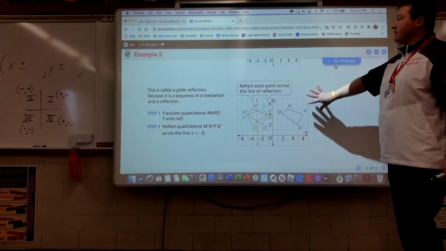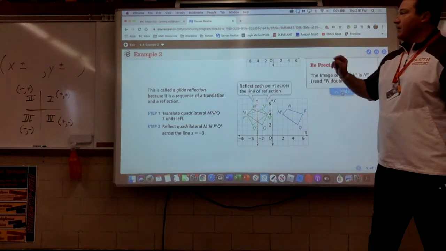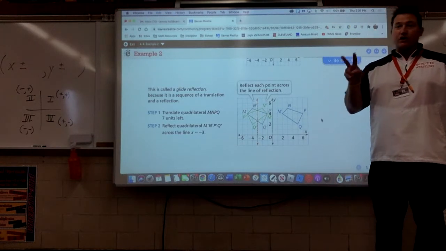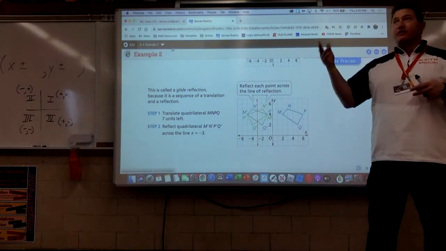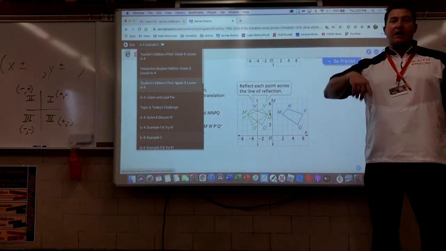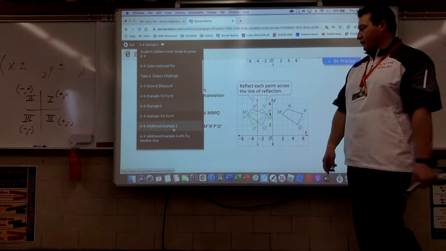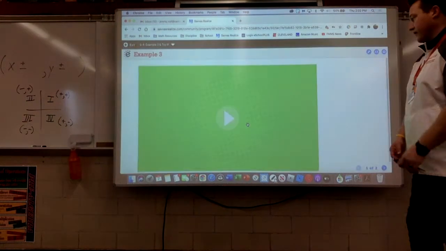Okay? So guys, there you go. Double prime, yep. Example 2, showing us some things we haven't seen before. Two motions, do them in order. When you have two different figures, now we call the first one prime, the second one double prime. Okay, example 3. I think we have an additional example.